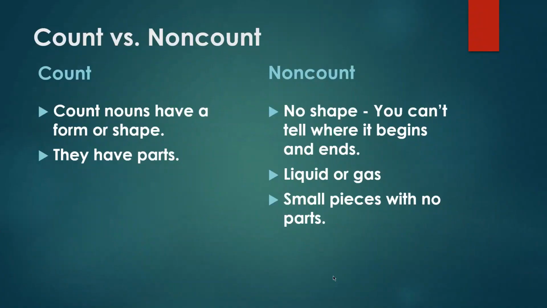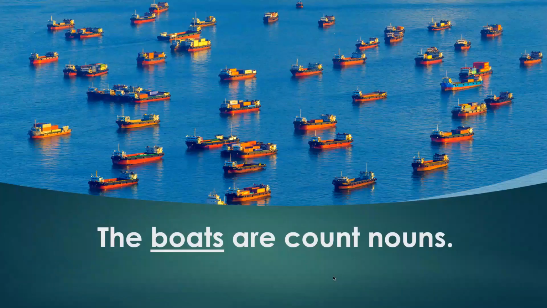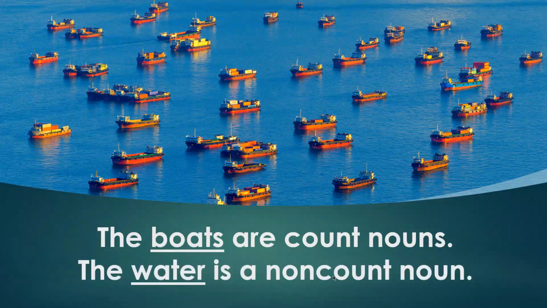So let's review what we've gone over so far. Count nouns have a definite form or shape, meaning that we can count them. 1, 2, 3, 4, 5. Usually they also have parts, like cars have parts, people have parts, schools have parts. Non-count nouns really don't have a shape. You can't tell where it begins and ends. They're often liquids or gas, or they're small pieces with no parts. So in our original picture, the boats are count nouns. The water is a non-count noun.